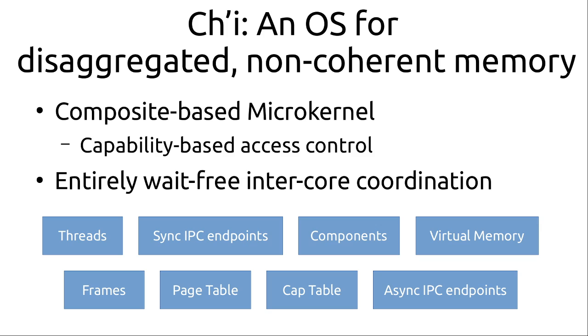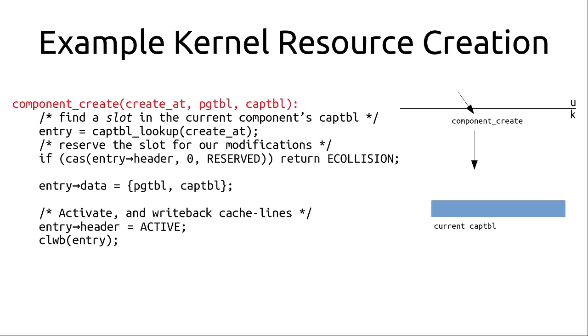We include frames, which are untyped memory that we can use as building blocks for different pieces of the system. And additionally, we have other forms of synchronization like asynchronous communication. Let me just go through a very brief example of what it's like to actually have an operating system within this kernel and how we've modified it to work with non-coherent systems.